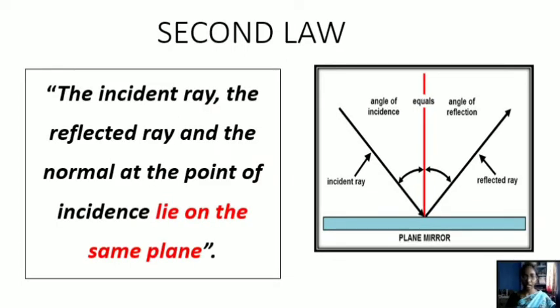Now let us see the second law of reflection. The second law of reflection states that the incident ray, the reflected ray and the normal at the point of incidence lie on the same plane.